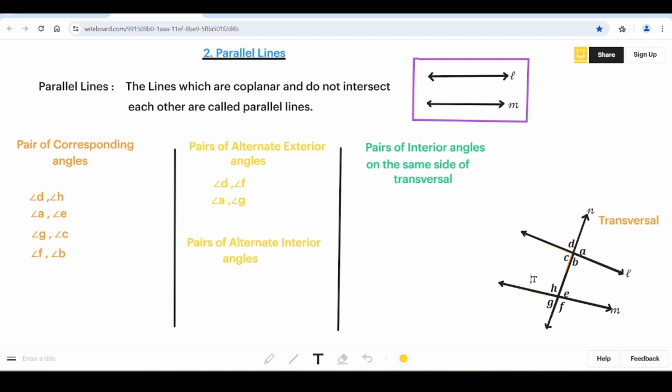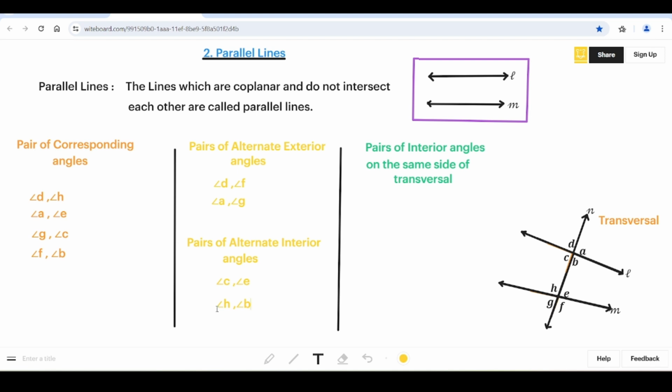Now, the second pair of angles is the pair of alternate interior angles. The interior angles are C, B, E and H, but we want interior angles that are also alternate. So the alternate pairs will be C and E, B and H. Angle C and angle E, and another pair will be angle H and angle B.